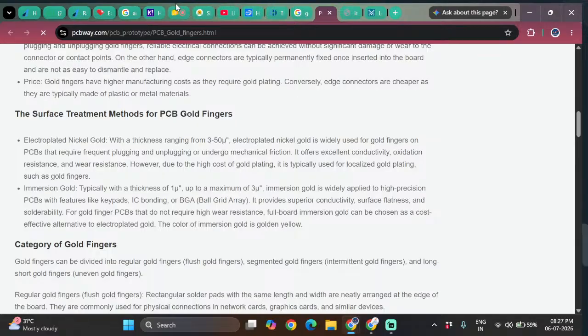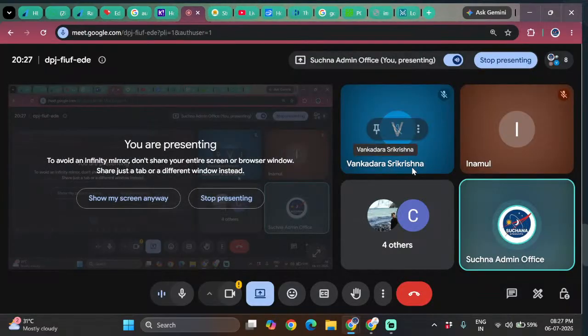And also one more thing. If you are using something like a gold finger, in that particular region there should be no silk screen. If you are using a gold finger, silk screen is not allowed at that specific region. If you use it, it will cause a DRC error, a DRC violation. Even if it is not triggered by DRC, it is not acceptable.